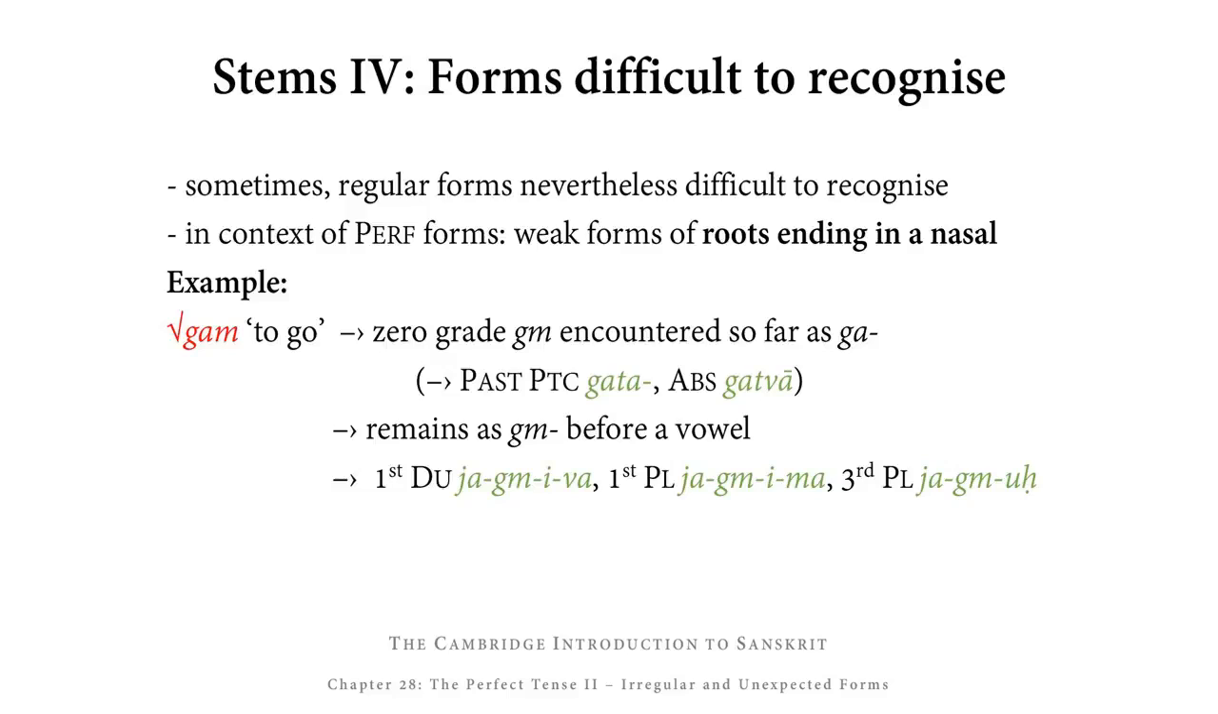However, here we have a few forms where the gm remains as gm before endings that begin with a vowel. So, for example, in the first dual, we have ja, gm, plus the vowel i inserted that we get if a stem ends in a consonant and an ending begins with a consonant. So we have jagmiva. In the first plural, we have jagmima. And in the third plural, we have jagmuḥ. So the zero grade of gam appears as gm, which is perfectly regular. However, we just haven't seen many instances of gm so far, so this might at first confuse us.